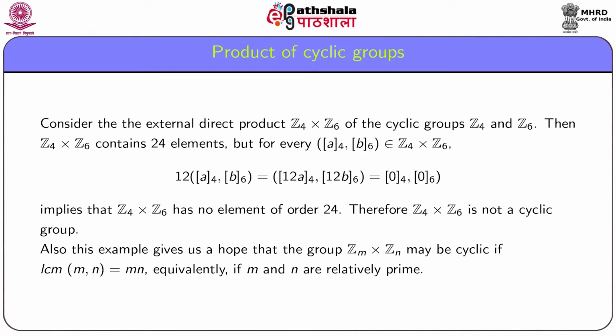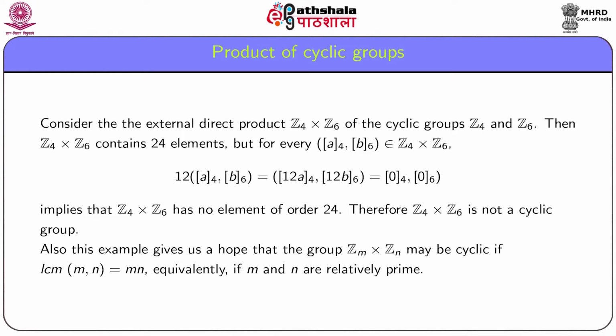What about the product of cyclic groups? Is the product of two cyclic groups a cyclic group? Here we will show that the external direct product of the cyclic groups Z4 and Z6 is not a cyclic group.